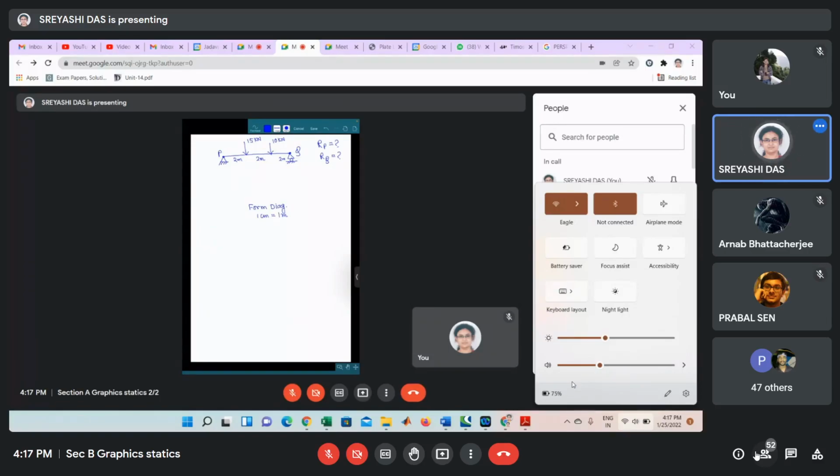Now we will name the spaces. Suppose A, B, C, D. So why at the bottom have we taken only one space named D? Because we know that the reactions here will be at P and Q only. So in between the reactions at P and Q, there is only one space, that is capital D.